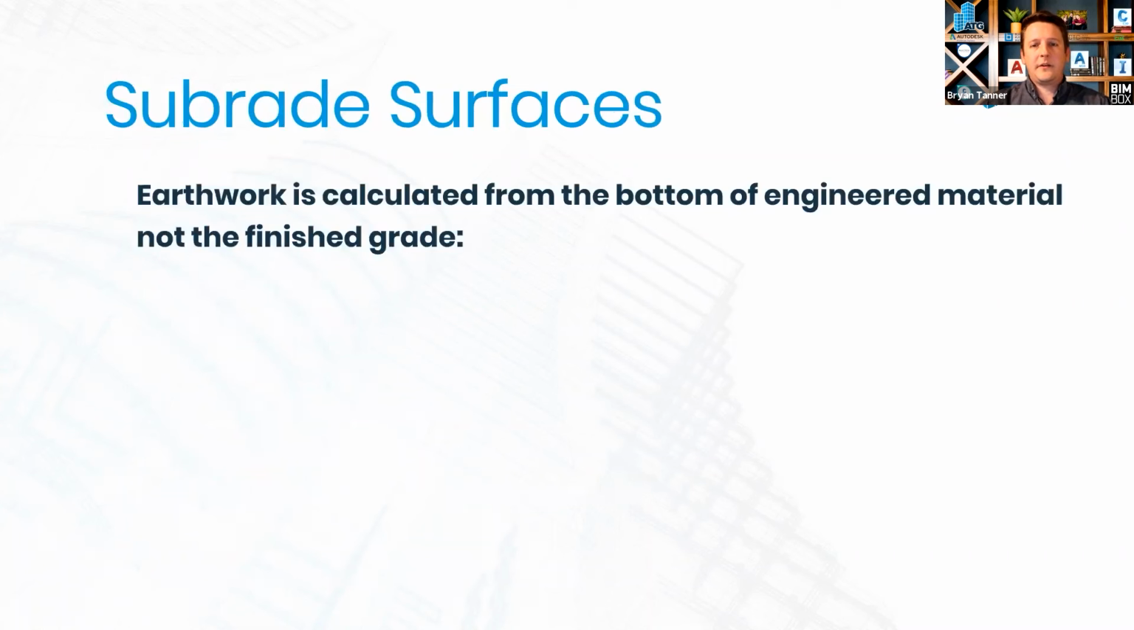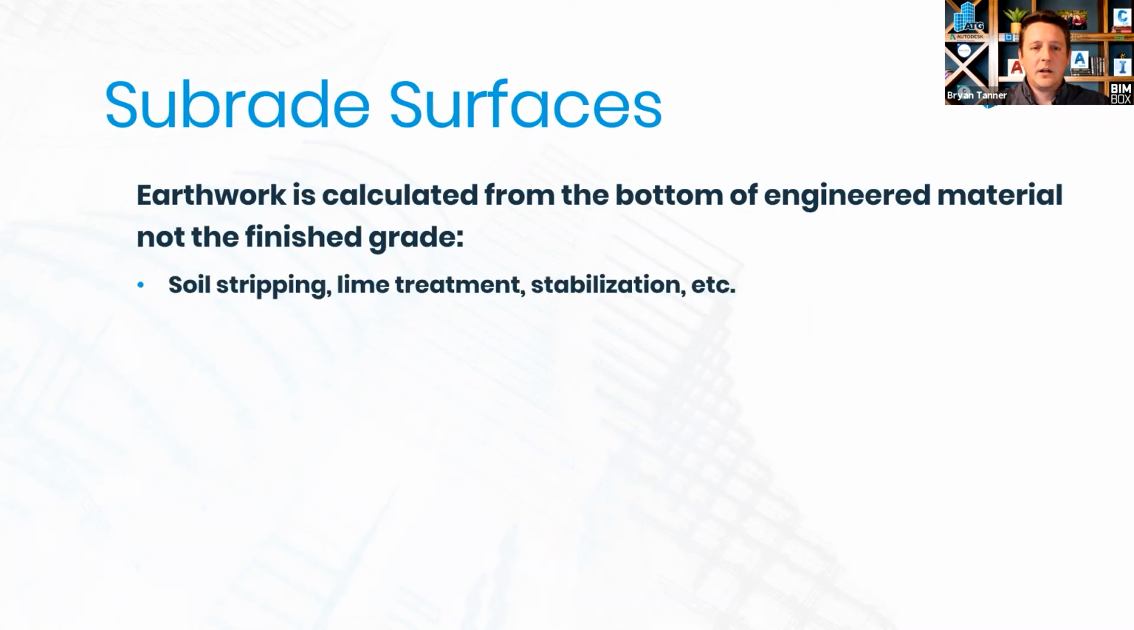Subgrade surfaces really are something that we can calculate rather quickly as part of our corridor model. We can develop a datum surface quickly off of those bottom links of a corridor to get a subgrade value along linear projects. But we don't always work on linear projects.